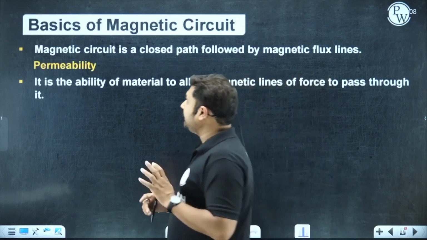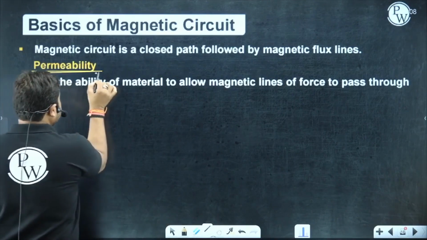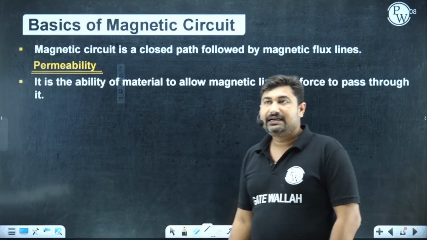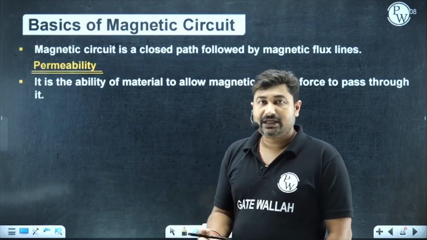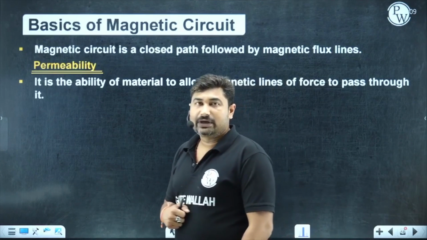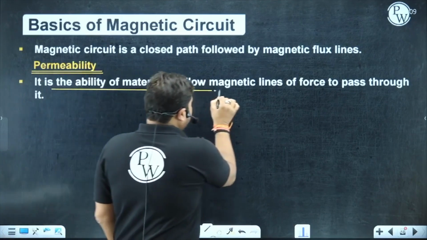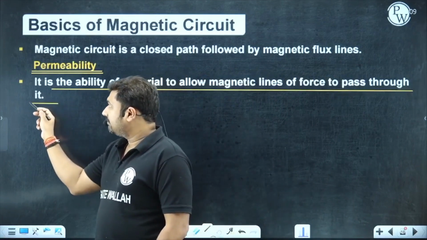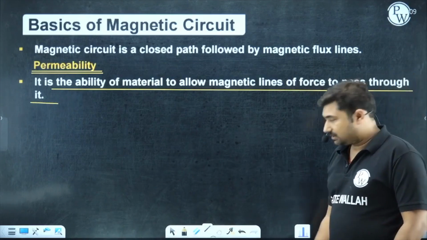Write down permeability. The term permeability means, what is permeability, sir? It is the ability of the material to get magnetized. In other words, it is the ability of the material to allow magnetic lines of force to pass through it.